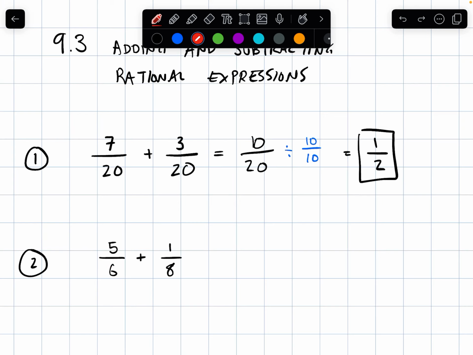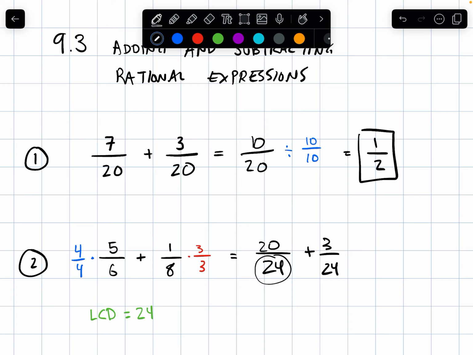So in this case, I have to multiply by some value that's equal to 1. And if I want to get the common denominator, I can see that the LCD here would be 24, right? 8 times 3 is 24, and 6 times 4 is 24. So I want to get both of these to be 24. That means that I'm going to multiply the fraction on the left by 4/4 and the fraction on the right by 3/3. All right? What this gives me is 20/24 plus 3/24.